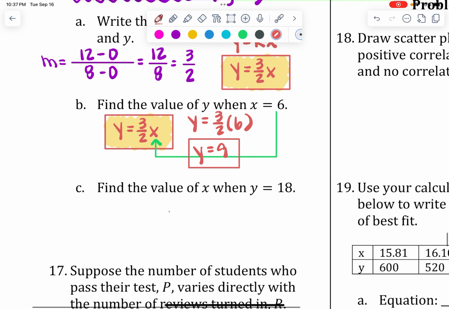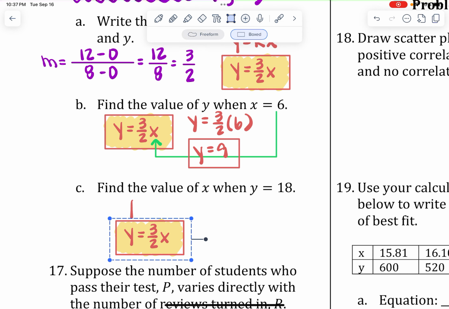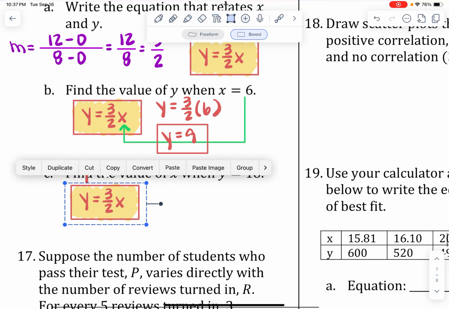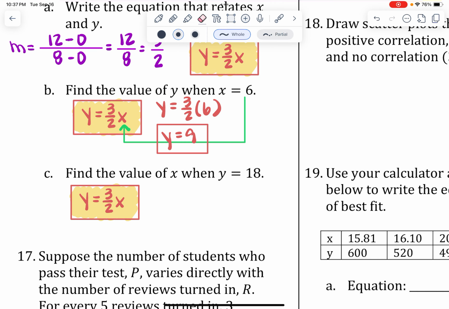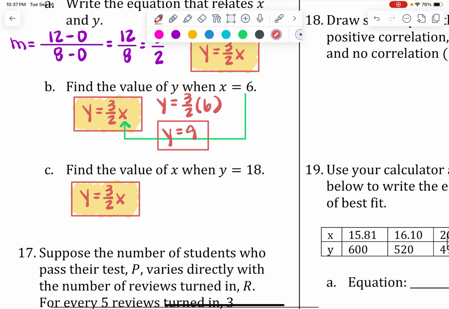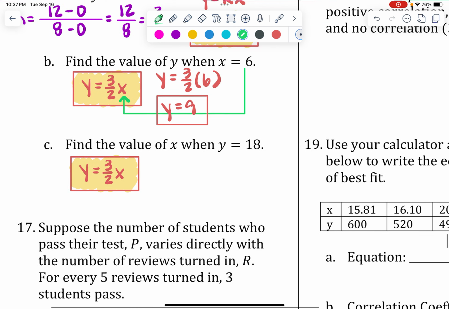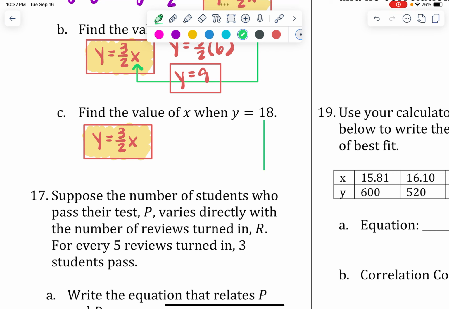All right, and then I should be able to do that exact same thing again, just with the opposite variable. There you go. Now it's giving me the y. So I'm going to take y equals 18. I'm not going to plug it in for x because it's not x, it's y. So go to your equation, rewrite your equation, but put an 18 in place of the y.